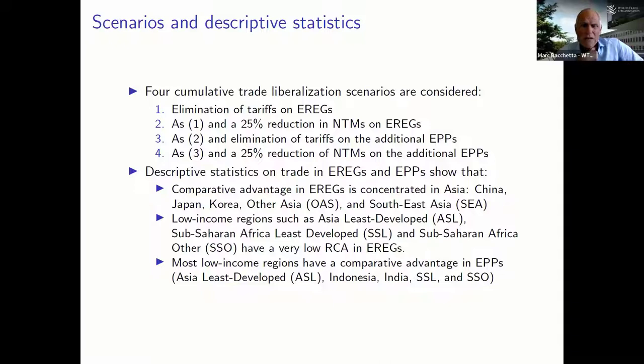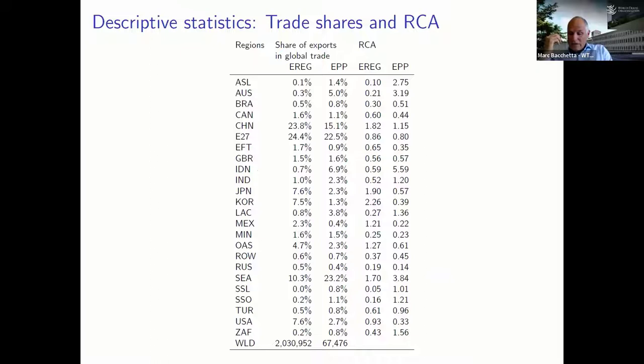Descriptive statistics on trade in EREGs and EPPs show that, first, the comparative advantage in EREGs is concentrated in Asia. So RCA reveals comparative advantages in this column, and we see that China, Japan, Korea, Mexico too, and Southeast Asia have a strong comparative advantage in EREGs. We see that low-income regions such as Asian LDCs have a very low RCA on EREGs, and others, for instance, would be sub-Saharan LDCs or sub-Saharan other countries.